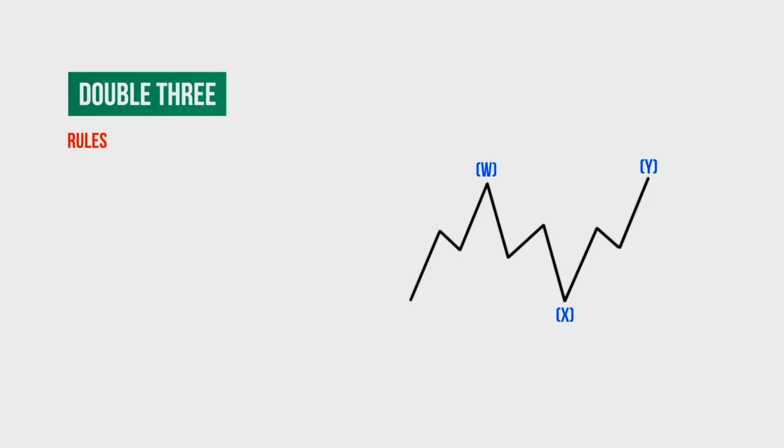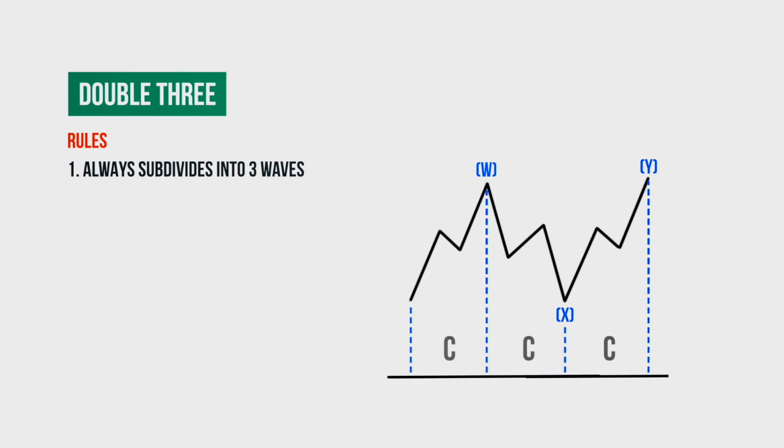Now let's write down the rules. First, the double three consists of three subwaves. Second rule, all three parts of the double three are formed in the corrective mode, i.e., the wave formula is as follows. Moreover, if in the double zigzag the waves W and Y are zigzags, then in the double three, these waves can take the form of any corrective patterns, except in specially specified cases.